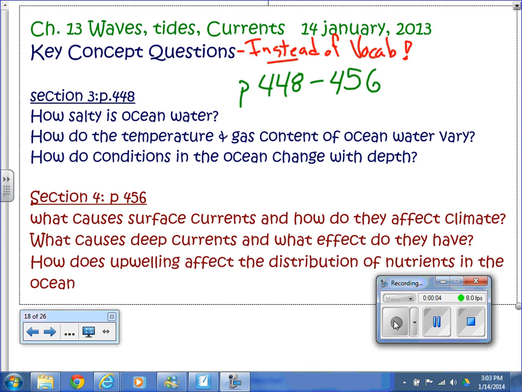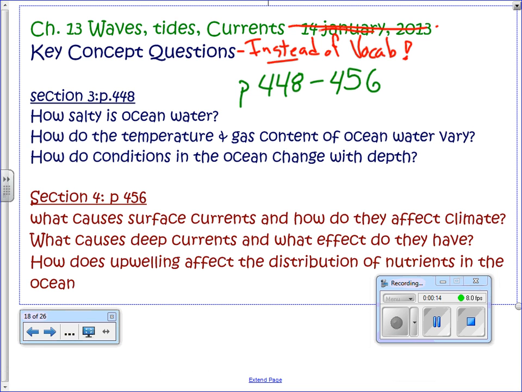For the second part of Chapter 13, and this will be helpful in our lab over the next 2 days, we're talking about the oceans and currents, and we already talked a little bit about tides. So these are the overall questions you maybe looked at yesterday. How salty is the ocean water? How do the temperatures vary, and then surface currents and deep currents.